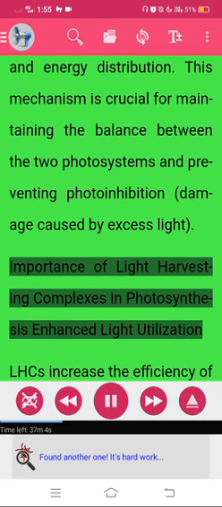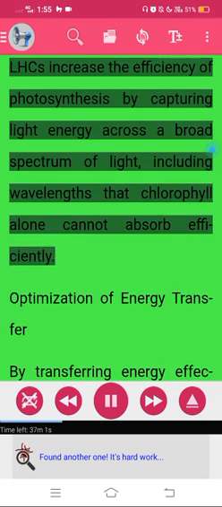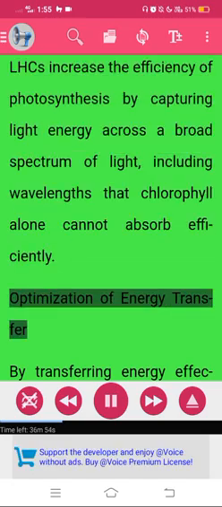Importance of light harvesting complexes in photosynthesis. Enhance light utilization. LHCs increase the efficiency of photosynthesis by capturing light energy across a broad spectrum of light, including wavelengths that chlorophyll alone cannot absorb efficiently. Optimization of energy transfer.